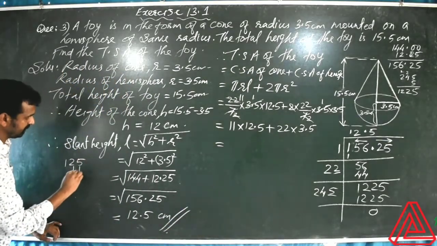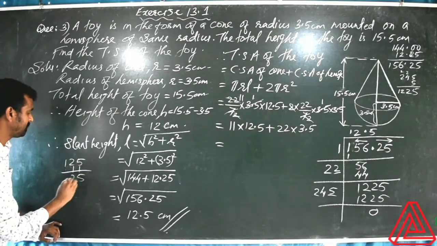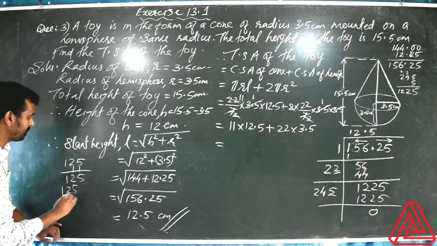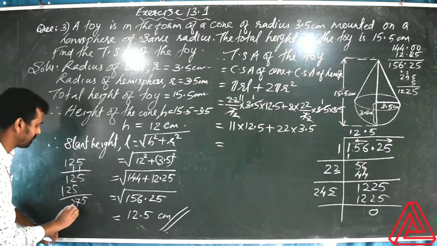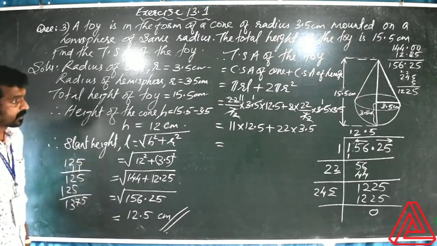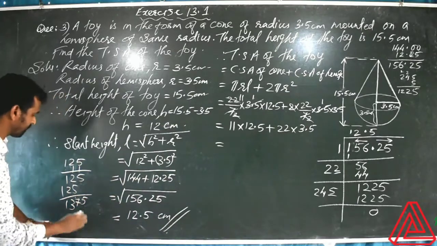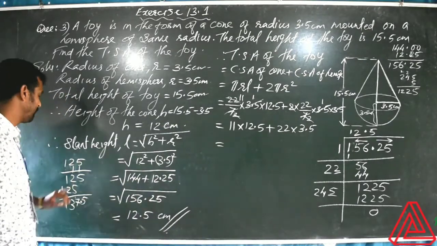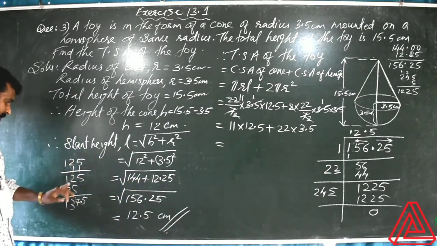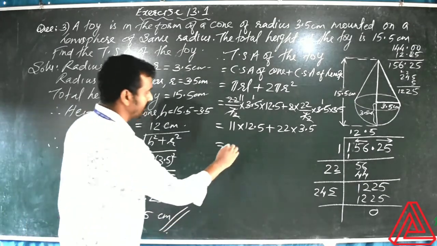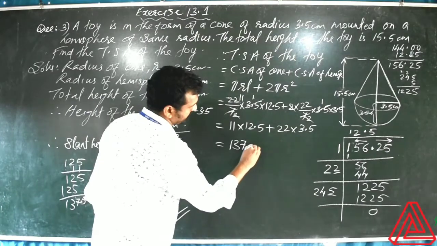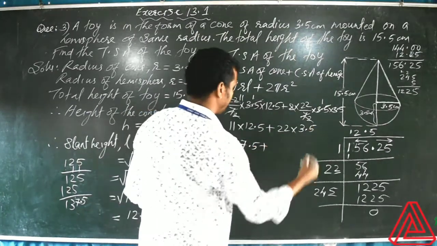We can multiply it here: 125 into 11. 5, 2, 1. 5 plus 2, 7. 2 plus 1, 3, 1. How many decimal points? 1 decimal point. So it will come 137.5. That is 137.5 plus 22 into 3.5.